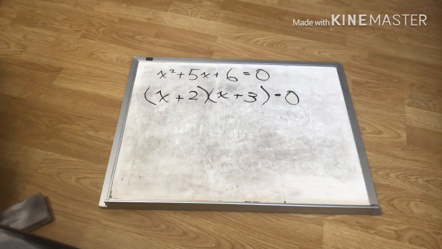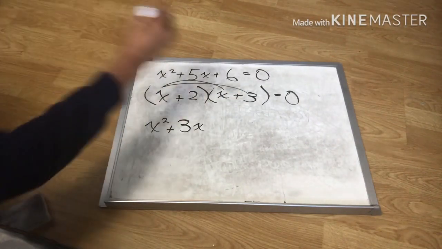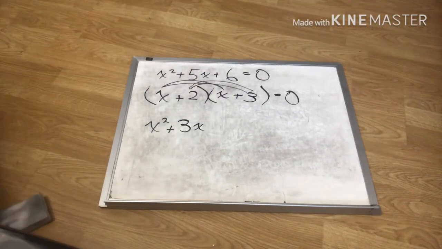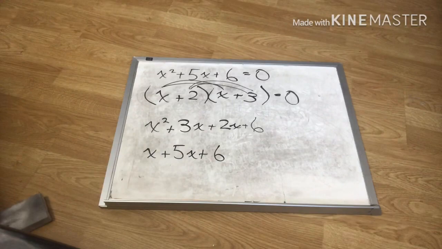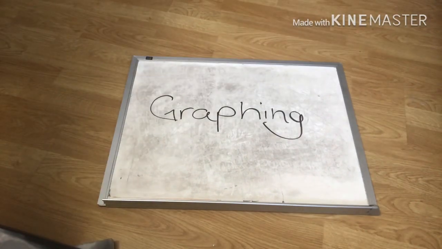And let's check our work. So we would distribute these values. So it would be, and we also distribute this value, and that would be, now that we have our answers, we add like terms, and it is the same as the first one, and that's how you factor. Let's go to graphing next.